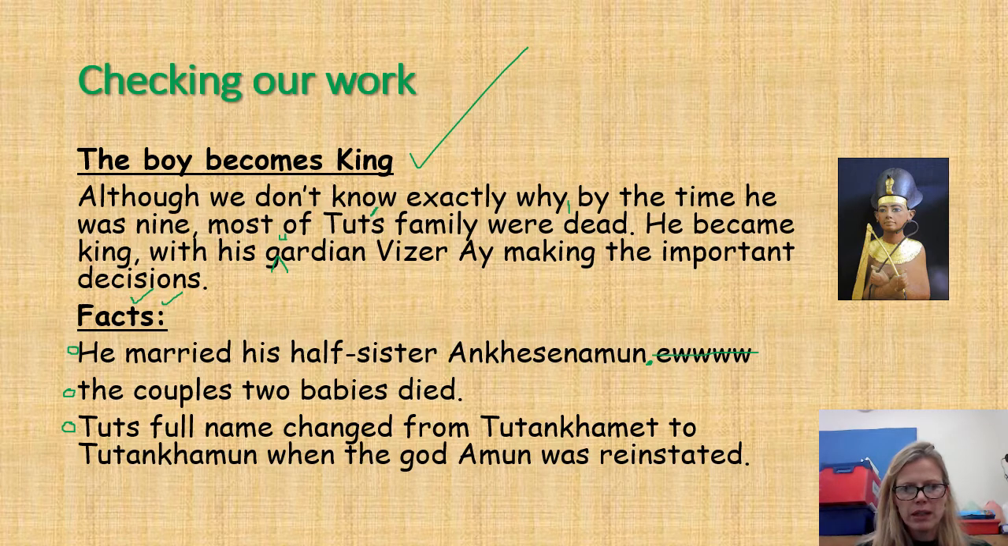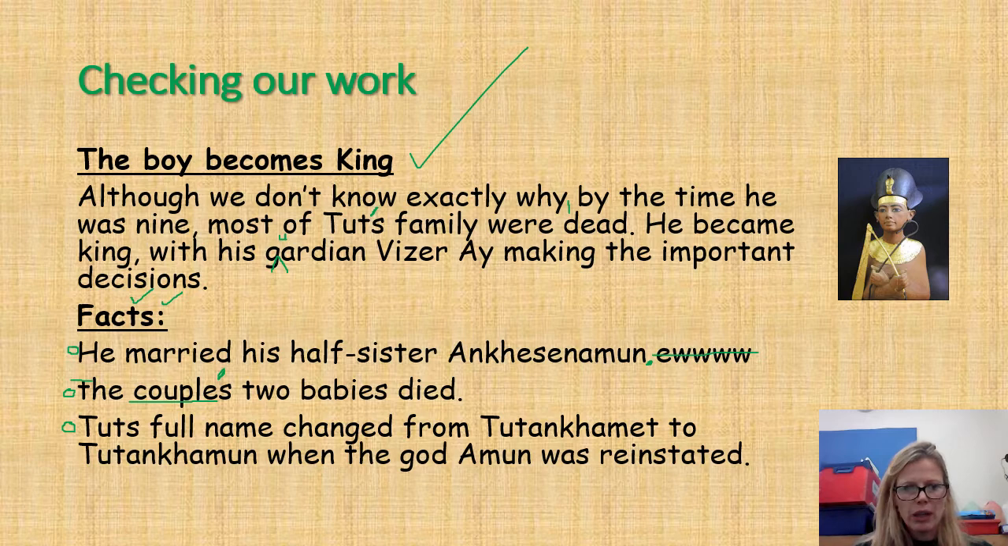Okay, now the couple's 2 babies died. Doesn't really make sense. We're missing some punctuation. First of all, I can see I've missed out my capital letter, so I'll put that in. The couple's 2 babies. Okay, so the 2 babies belonged to the couple, so there's a possessive apostrophe missing. So if the couple were the owners, I need to point to that. There we go, it goes there.